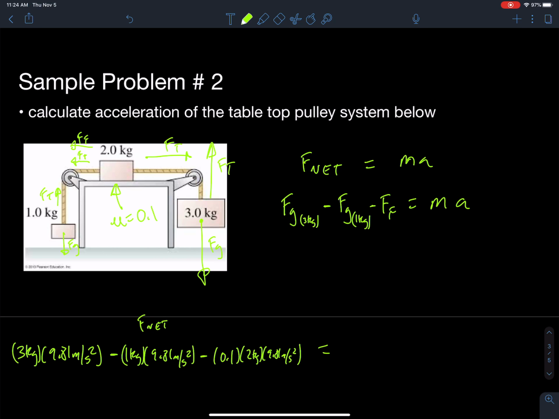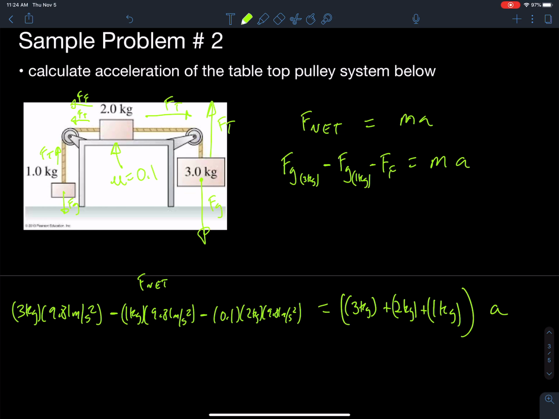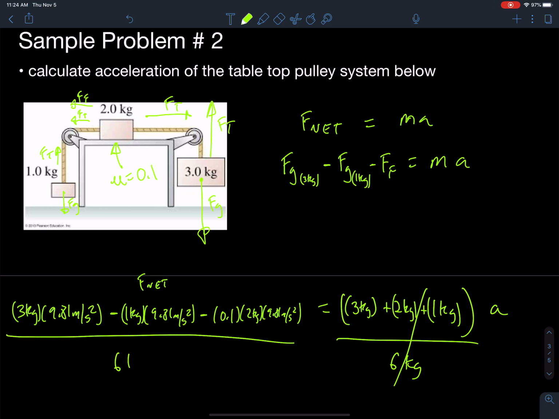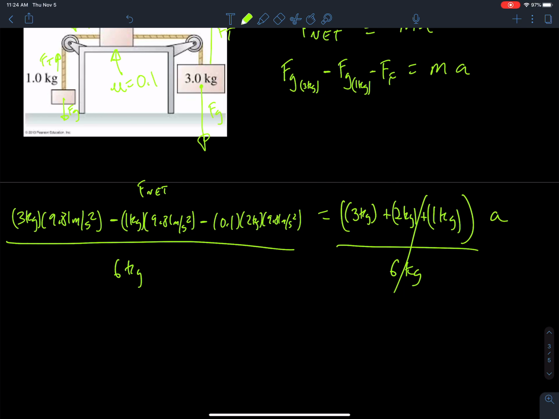Okay, that is going to be equal to the total mass of the system, which is going to be 3 kilograms plus 2 kilograms plus 1 kilogram, okay, times acceleration. So 3 plus 2 plus 1 is 6. Okay, so if I divide by 6 kilograms, that cancels out. Divide this by 6 kilograms. Okay, and then if I plug all of that into my formula, I should be A-okay. All right, so let's go do that right now.